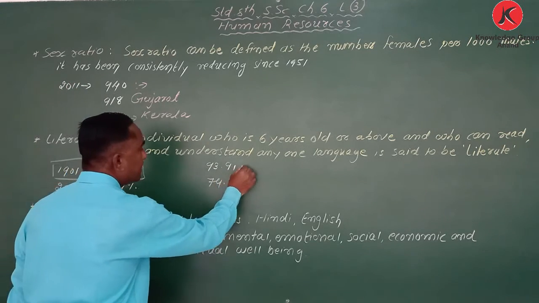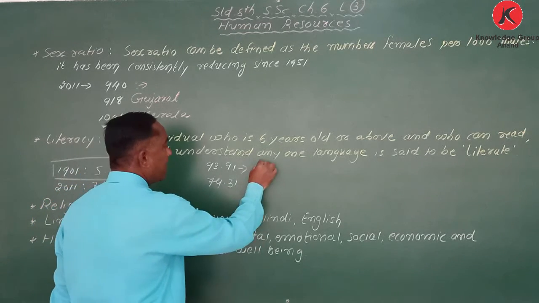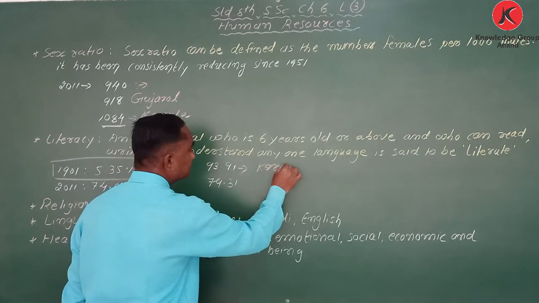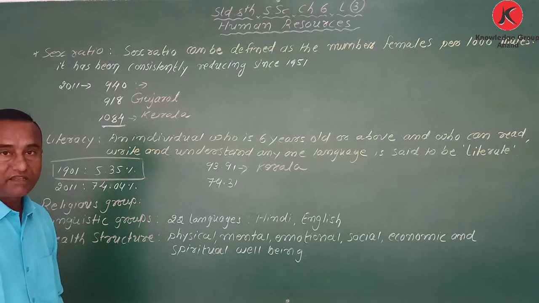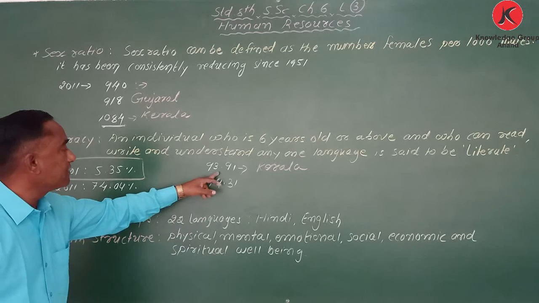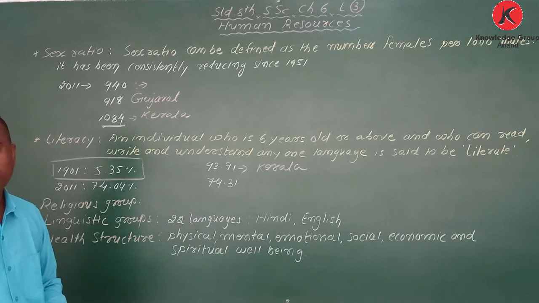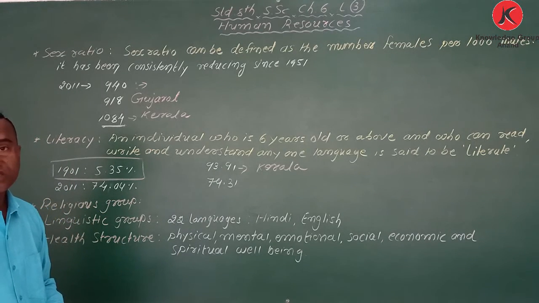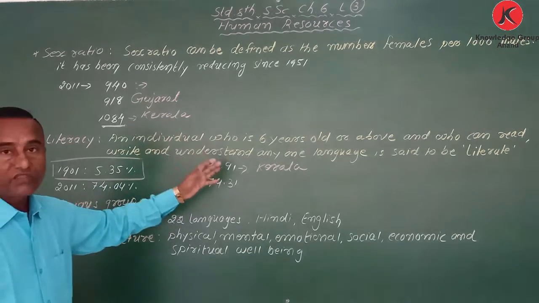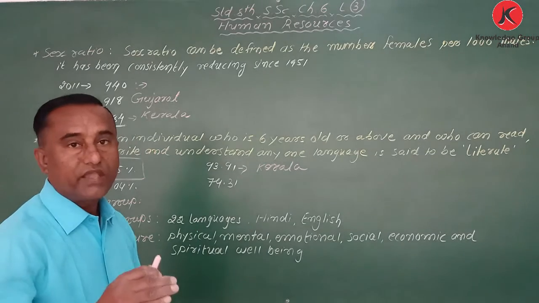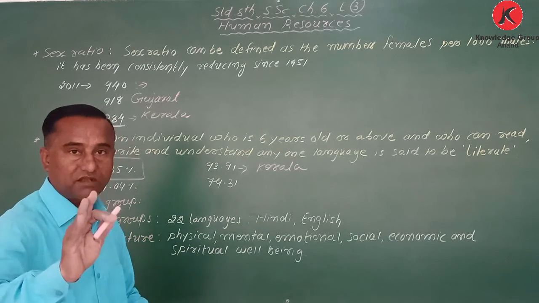Here we can say in Kerala, the highest literacy rate is there. In Kerala, that is 93.91. Okay, that is the highest literacy rate.